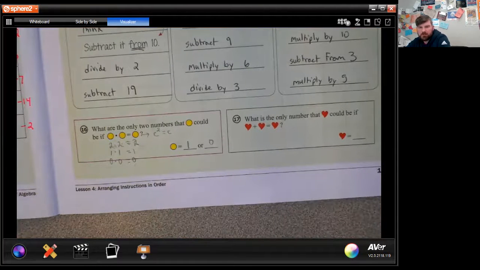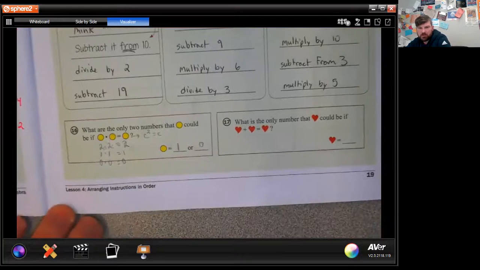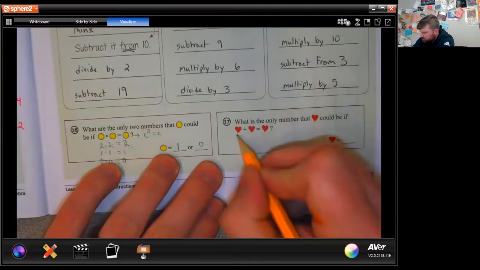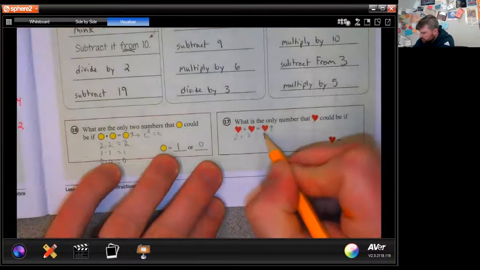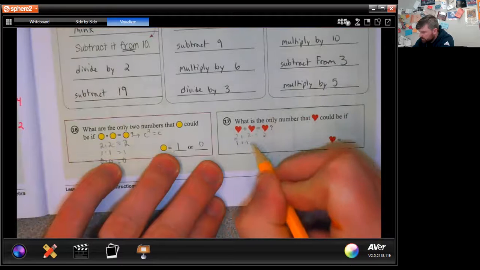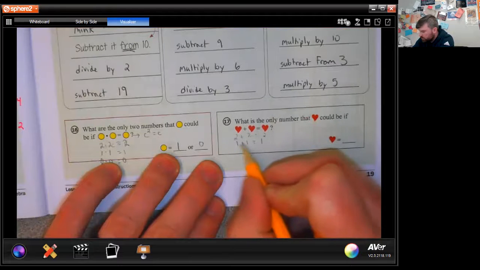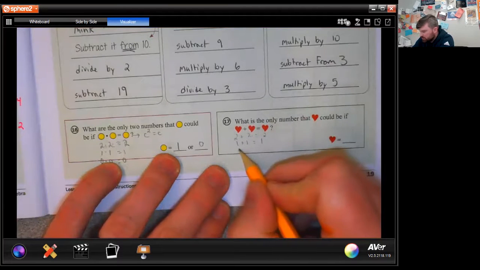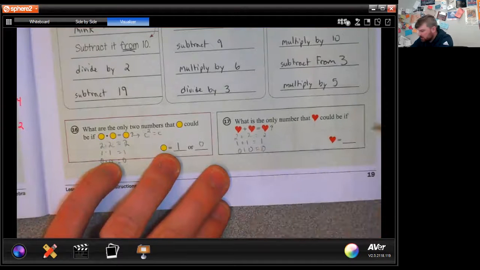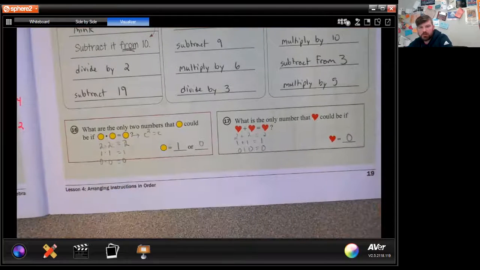What is the only number that a heart could be if heart plus heart equals heart? So again, we can just try numbers. 2 plus 2 equals 2. No, because 2 plus 2 is 4. What about 1 plus 1 equals 1? No, because 1 plus 1 is 2. What about 0 plus 0 equals 0? Well, 0 plus 0 is 0. So that's the only number that would work.